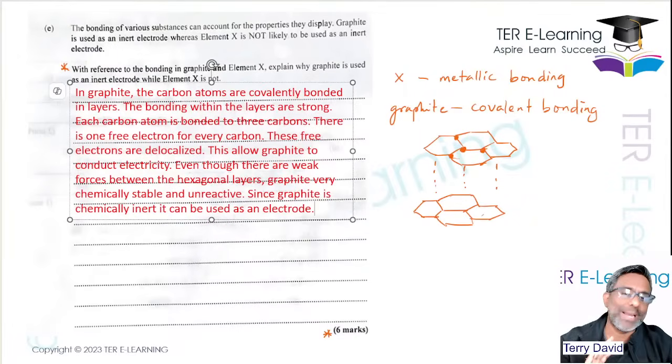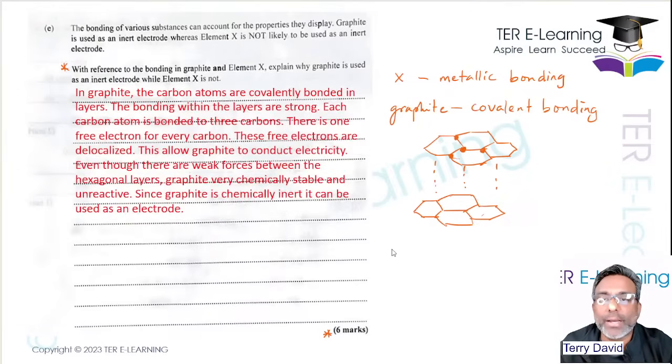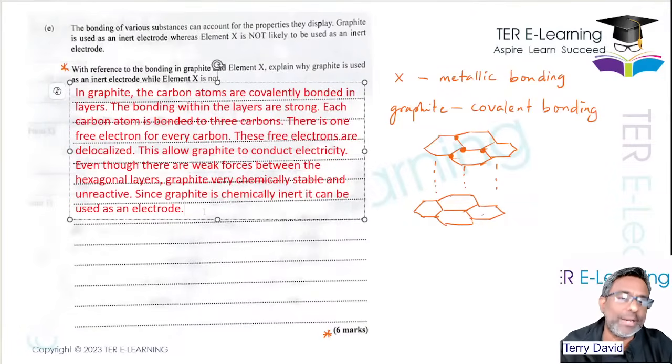So remember, we're answering this in terms of the bonding. That's what they're talking about here. Everything that I've written here so far is for graphite. We're trying to explain why it's unreactive, why it's stable, why it's inert, and also why it's able to conduct electricity. So those are the main reasons here.